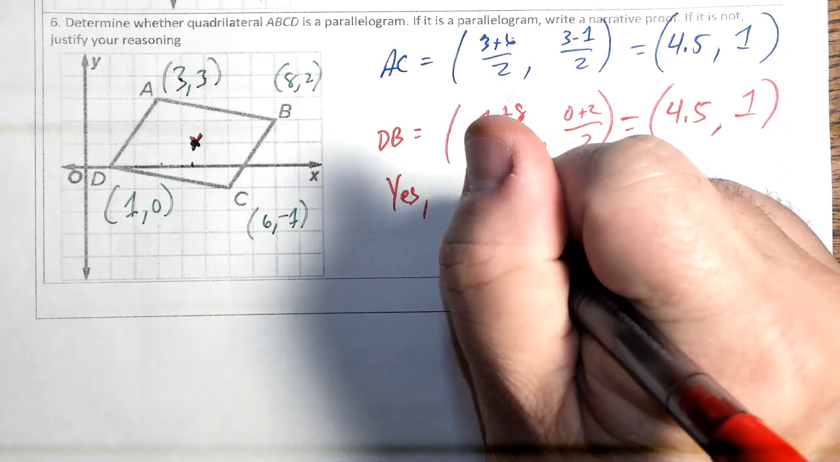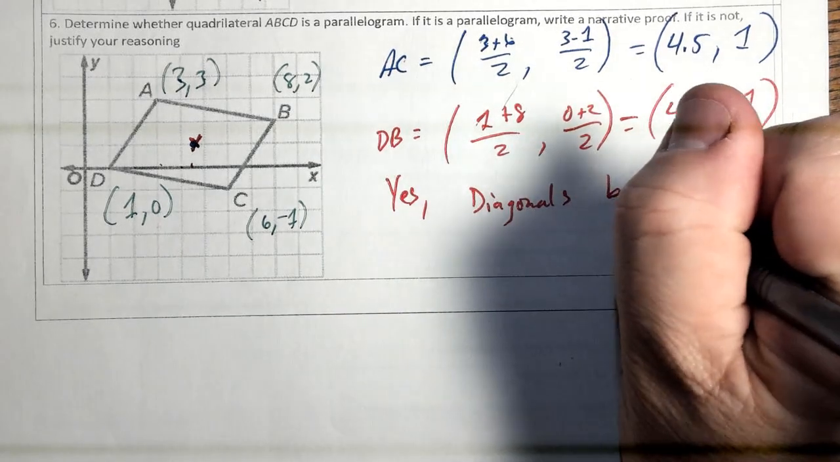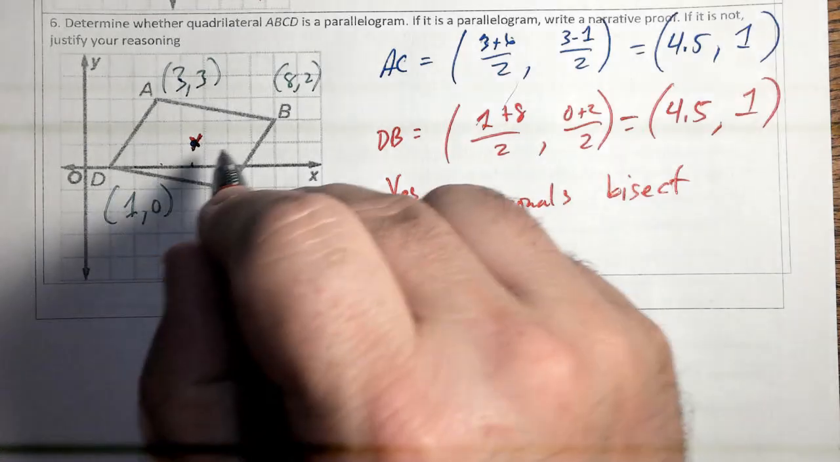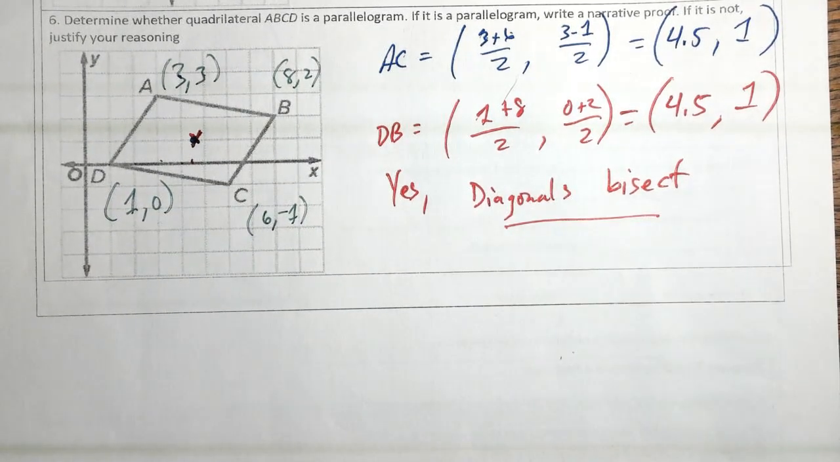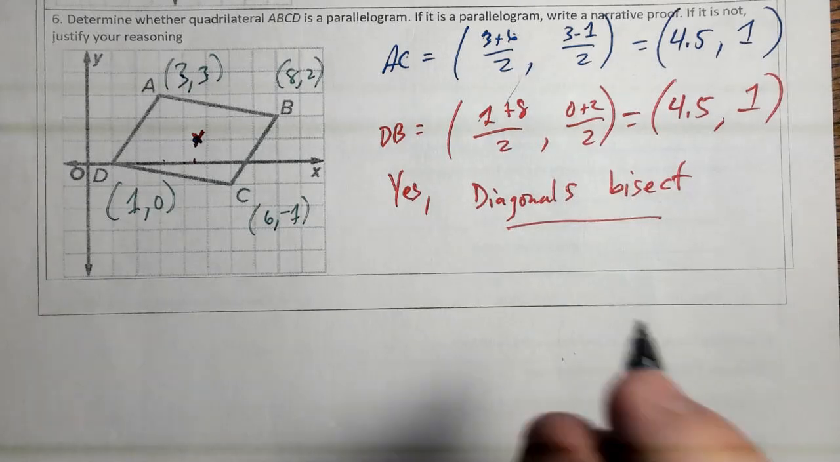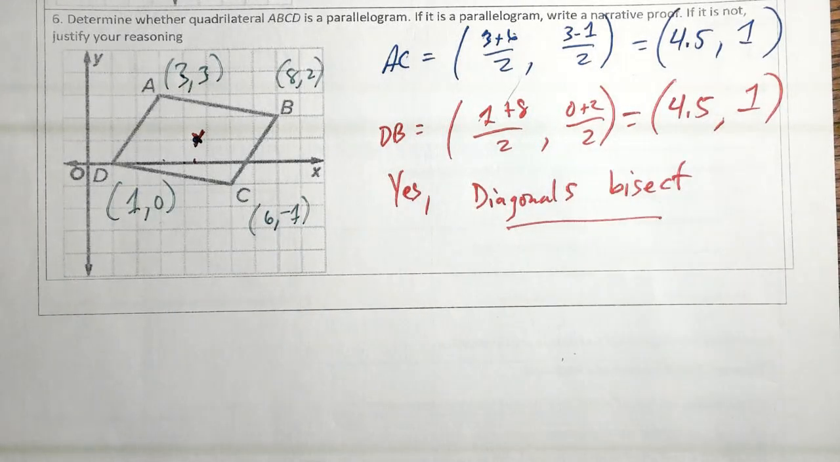It's because the diagonals bisect, and they bisect because their midpoints line up. So we don't have to do a narrative proof, but we can just show real quick here, yes, because the diagonals match up, because their midpoints match up.